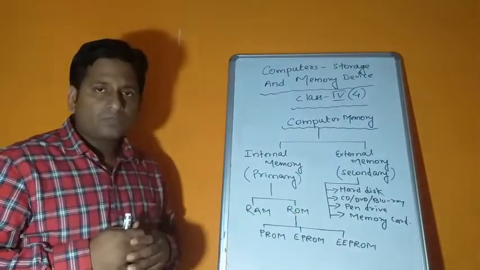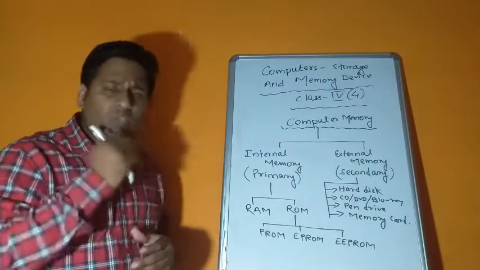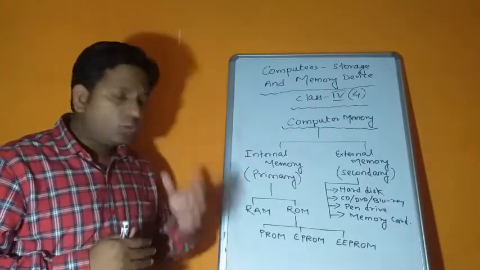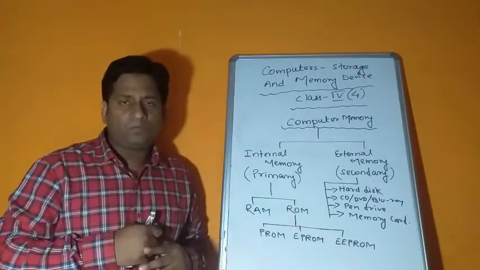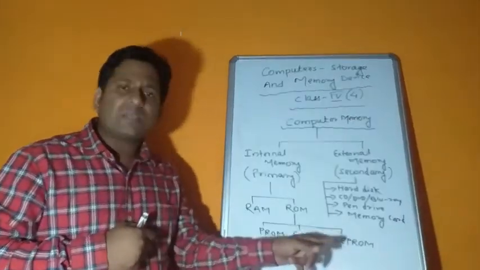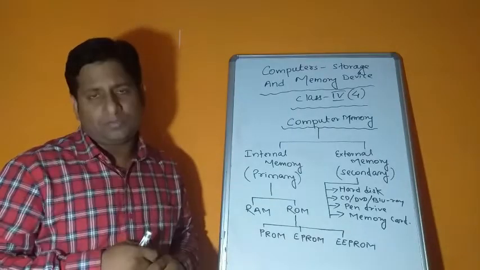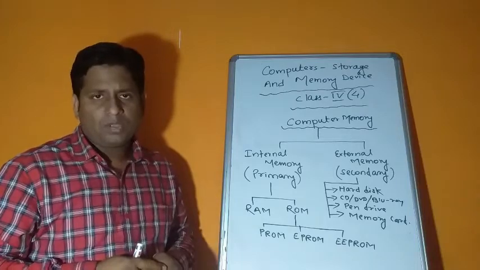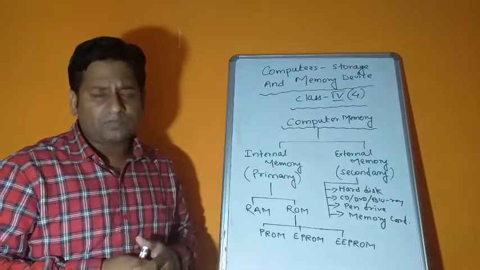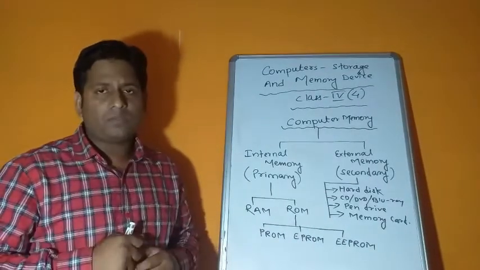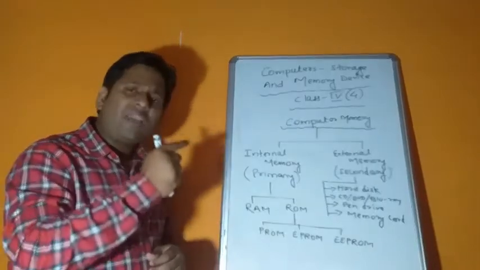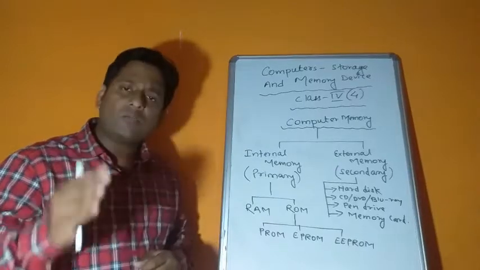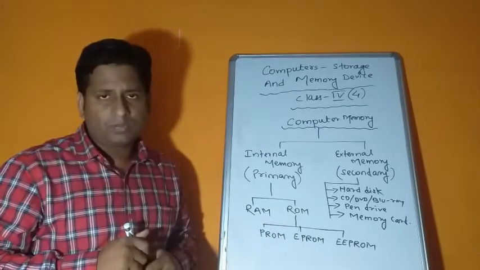Another part, which is the latest, newest one, which in today's time each and every computer uses, is EEPROM, Electrically Erasable Programmable Read Only Memory. That means here we don't need UV rays. We can erase with the help of electricity.